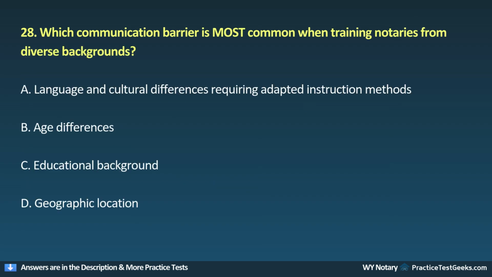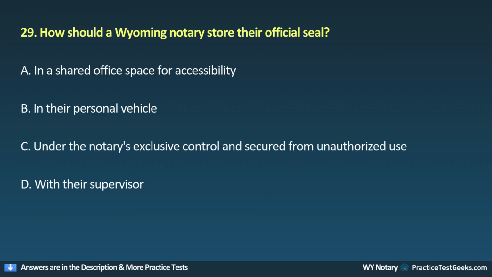28. Which communication barrier is most common when training notaries from diverse backgrounds? A. Language and cultural differences requiring adapted instruction methods. B. Age differences. C. Educational background. D. Geographic location. 29. How should a Wyoming notary store their official seal?